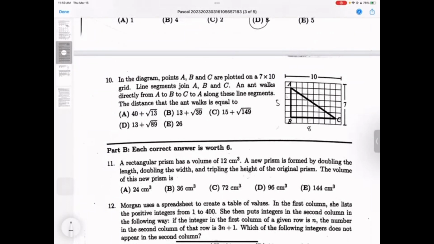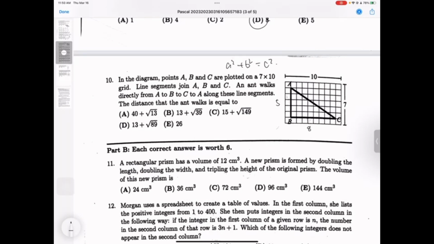So for question 10, it is basically asking us for the perimeter of the triangle ABC. So we know that the side length of each square is 1, so AB is 5 and BC is 8. So now we just need to find out the length of AC. According to the Pythagorean theorem, we know that a squared plus b squared is c squared. So AC is the c in this case. So in order to find out the length of AC, we first need to find out the value of c squared, and then we can further do the square root.